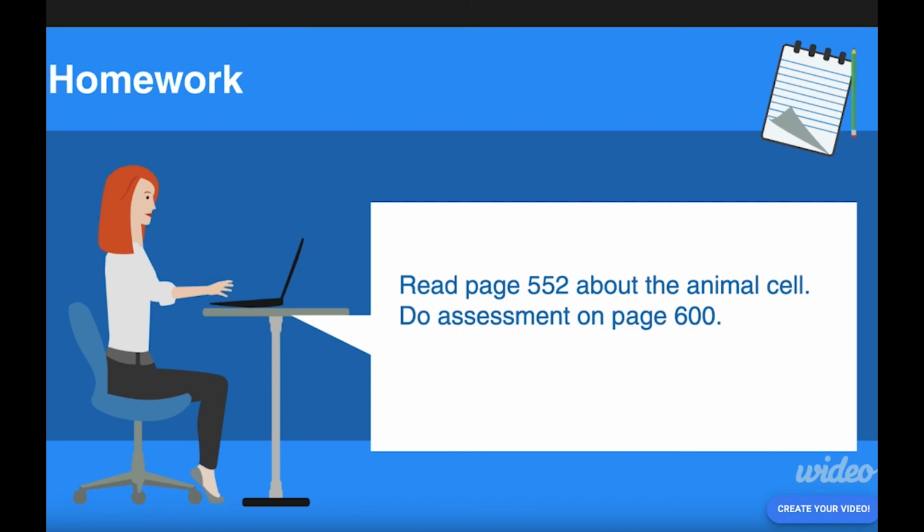So let's not forget about our homework. We're going to read page 552 about the animal cell, and we're going to do the assessment on page 600, and that is going to be due on Friday of this week.